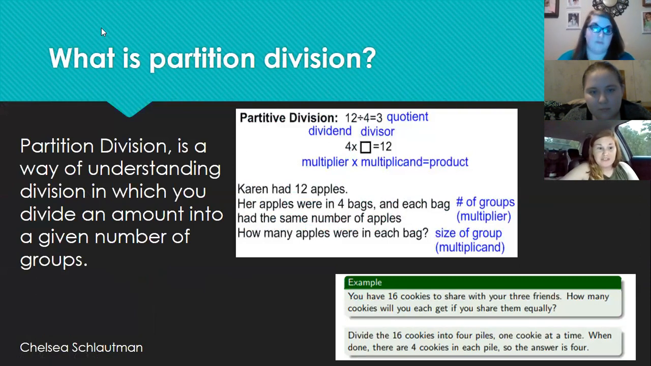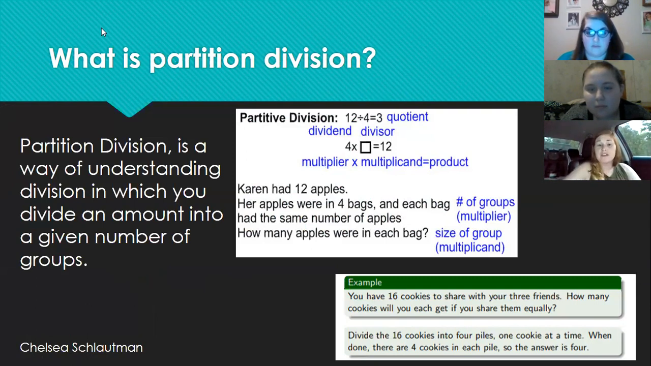What is partition division? Well, it is a way of understanding division in which you will divide an amount into a given number of groups. And I have 2 example problems here for you. The first one is Karen had 12 apples. Her apples were in 4 bags, and each bag had the same number of apples. How many apples were in each bag?